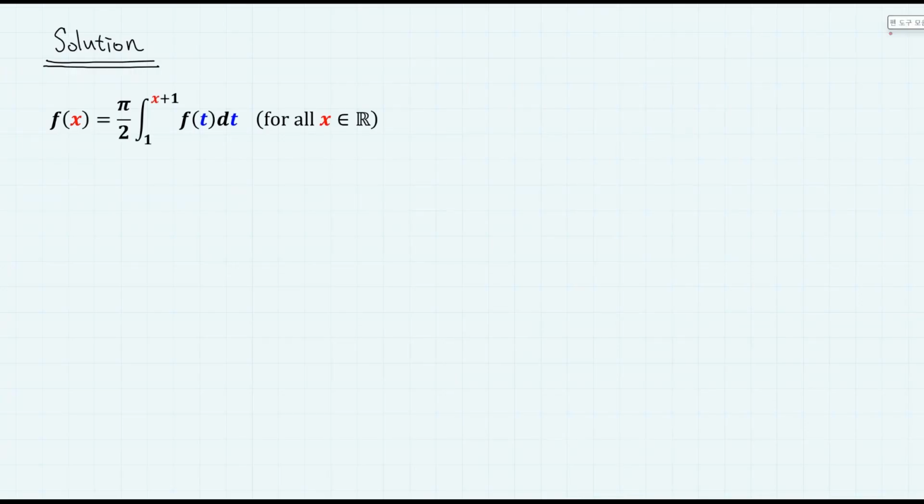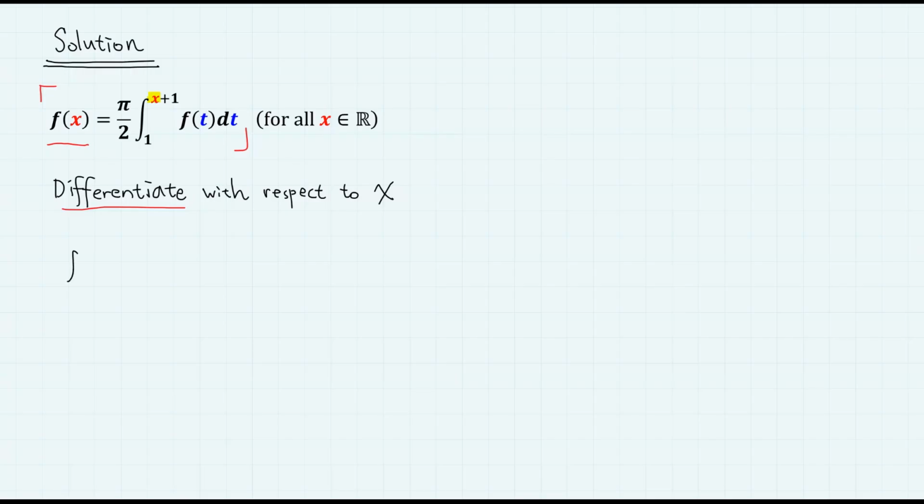Alright, let's start with this integral condition. Here, function f of x is given as a definite integral where the variable x is located at the upper bound of the integral. If you have a fair amount of experience in calculus, you may know that one very useful thing to do with this kind of expression is to differentiate both sides. So let us differentiate both sides with respect to x.